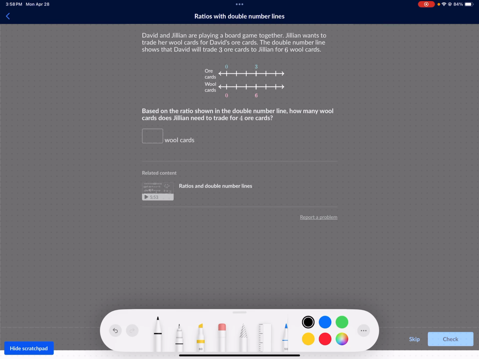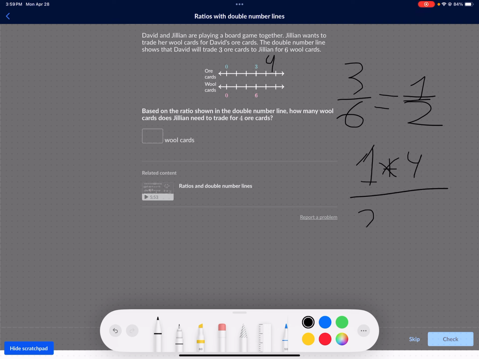So we want to get 4 ore cards. So we have 3 over 6, which is equal to 1/2. Good. And then we want 4. So 1 times 4 over 2 times 4. So what is this equal to?